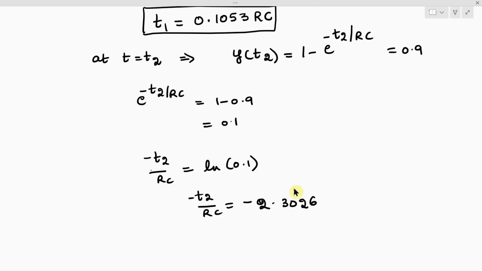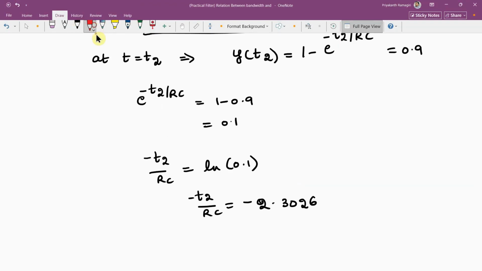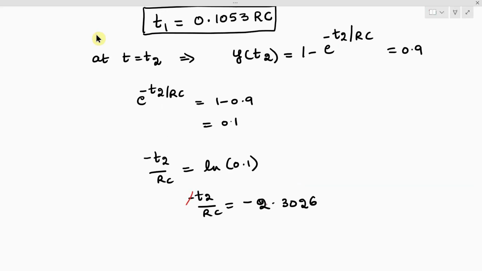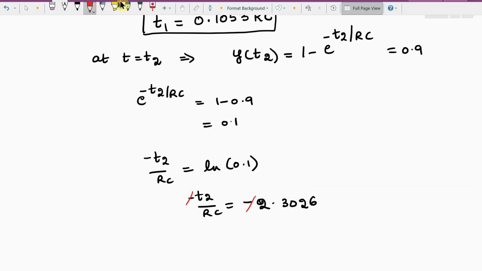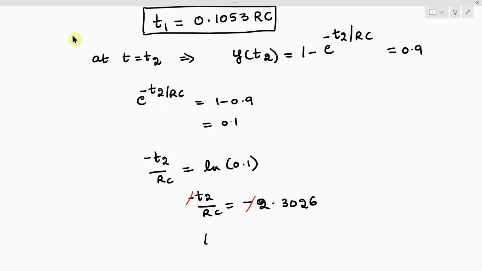Okay, so you can cancel minus. You can remove minus. And finally, T2 can be written as 2.3026 RC.